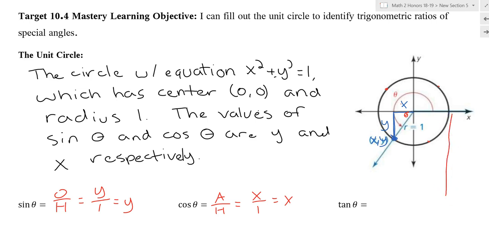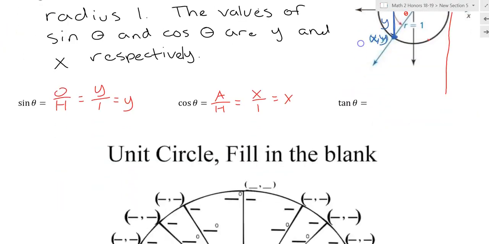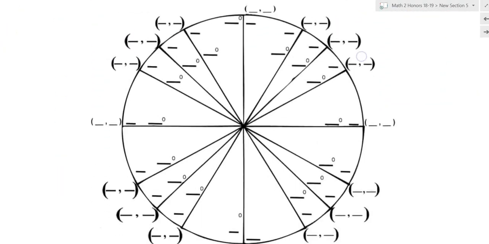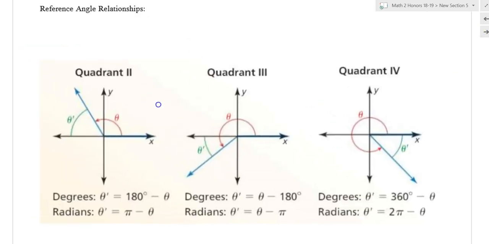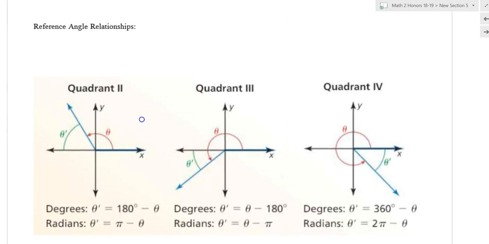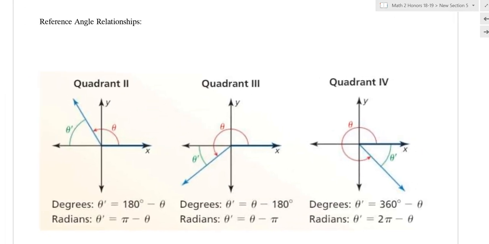We're going to use that information to fill out our lovely circle down here, which we are going to do in class. So we're going to skip this part for now. We're going to fill all of this in class and talk about how we fill everything in and where everything comes from. So go ahead, turn the page. And we're going to look at our reference angles.